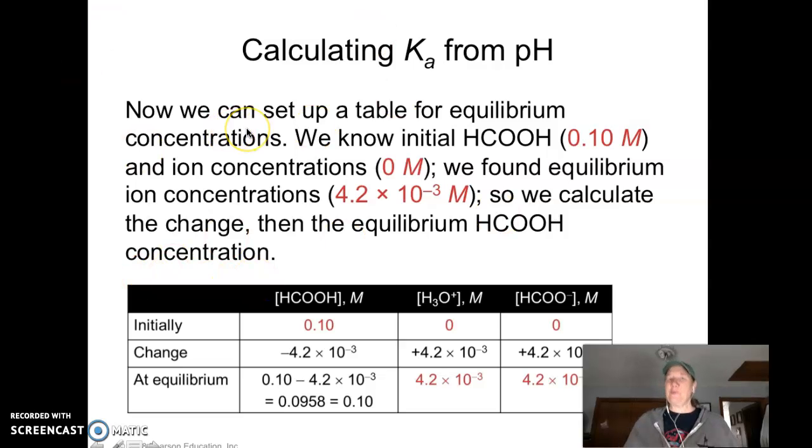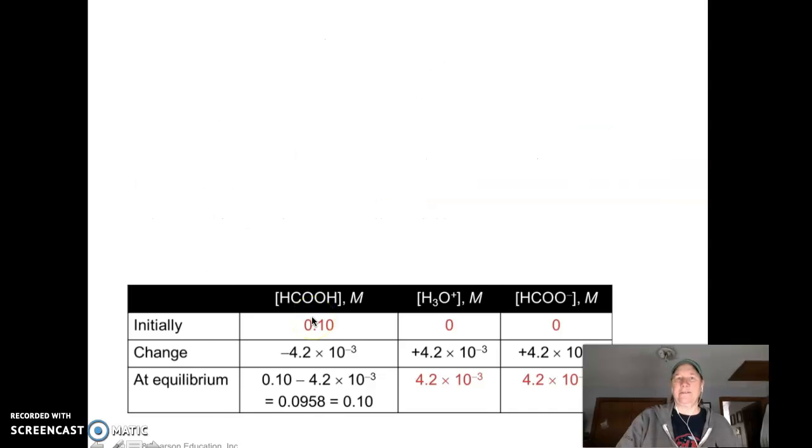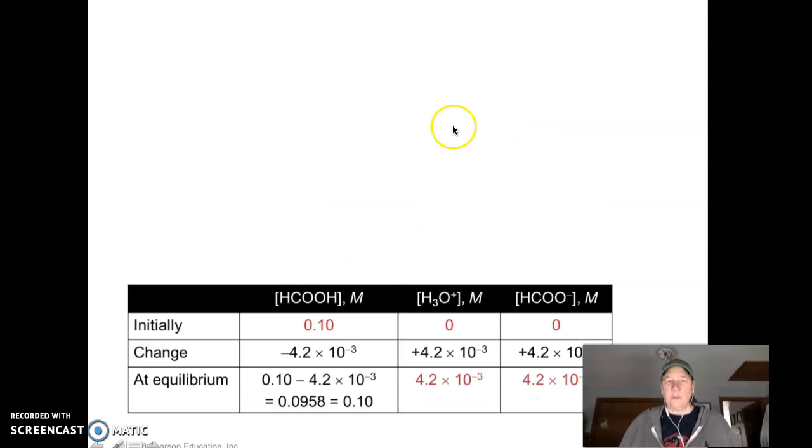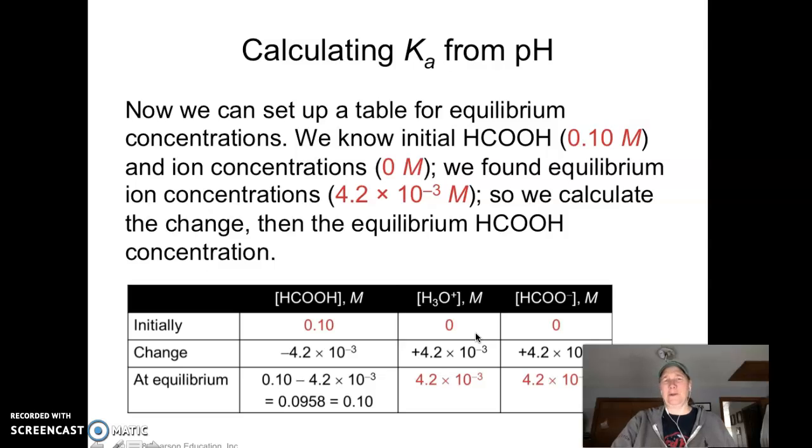Okay, we can set up a rice table. I know you guys love rice tables, right? So initially, it says back on here, the 0.1 molar solution of formic acid. So we know we started with 0.1 molar, and these are what we're producing, so they're both 0. If you remember those from our rice tables. I know that was a chapter ago. With a change we just calculated from the pH. All you have to do is take the pH, 2.38, negative second log, and you get 4.2 times 10 to the negative third. That's where that came from.